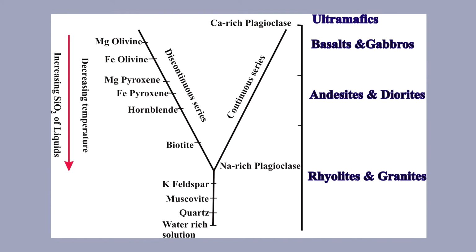In the Bowen reaction series, if you see the left hand side, you have the discontinuous reaction series, and on the right hand side you have the continuous reaction series. So olivine and pyroxene belong to the discontinuous reaction series. Such textures result from crystallization between two reaction pairs, and those reaction pairs must have a discontinuous reaction relationship. They must belong to the discontinuous reaction series.